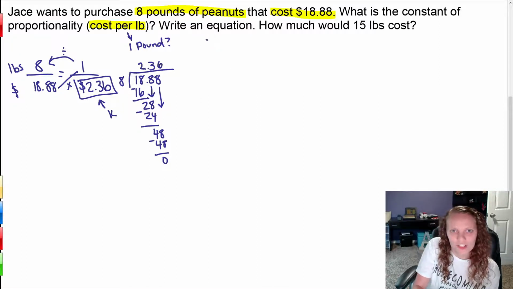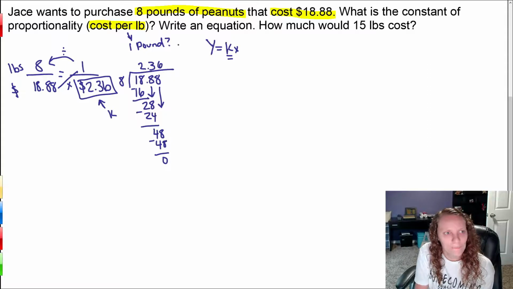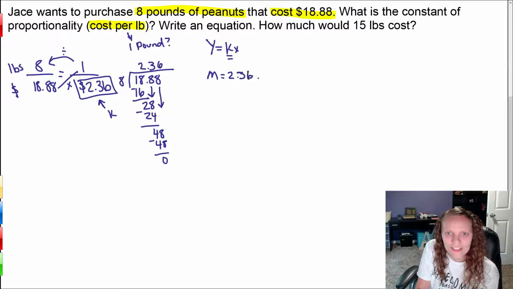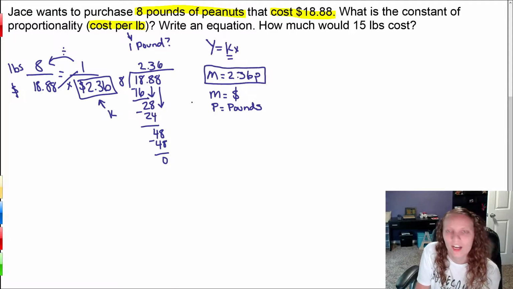Let's write an equation. So remember, our equations are y equals kx. This is just the general format where k is the constant rate of change. We are talking about money and pounds. So I'm going to use m again. So the total money is equal to $2.36 per pound. I'm going to use p for pound. So again, m stands for money, and in this case, p stands for pounds. You can use any letter that you want. I just chose m and p.